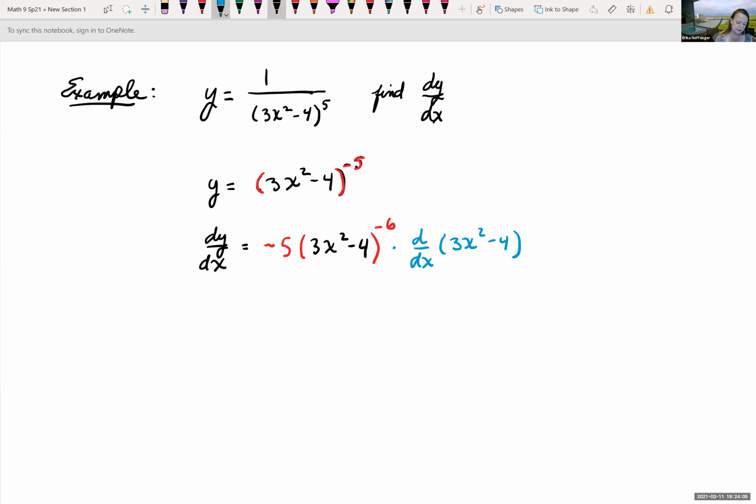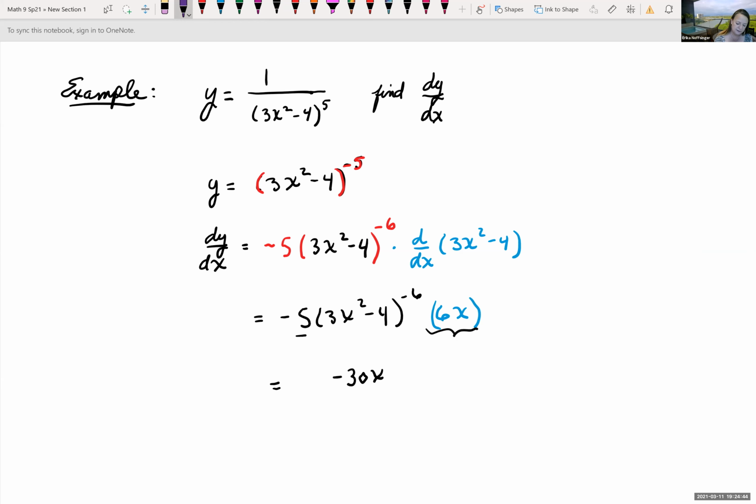So let's rewrite this. This is equal to negative 5, parentheses 3x squared minus 4, raised to the negative 6th power. And now the derivative of 3x squared minus 4. The derivative of 3x squared, bring our power down front, 2 times 3 gives us 6x, subtracting 1 from our power leaves just a 1, and the derivative of a constant is 0. So let's multiply this negative 5 times this positive 6x, which gives us negative 30x.